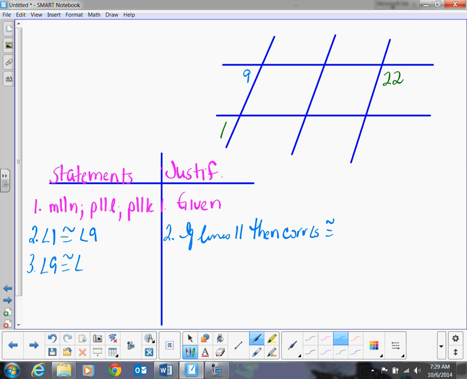Okay, and what's that reason? Right. All right, before we go any further, what can we say? If 1's congruent to 9 and 13's congruent to 9, what can we say? And what's that reason? Yep. Okay, so now you're at 13, all right? So where do you want to go from 13?